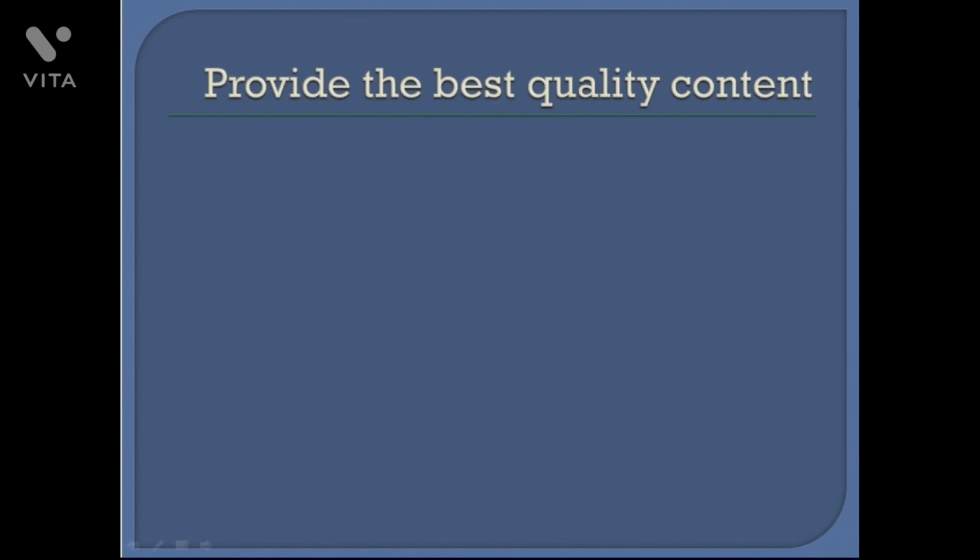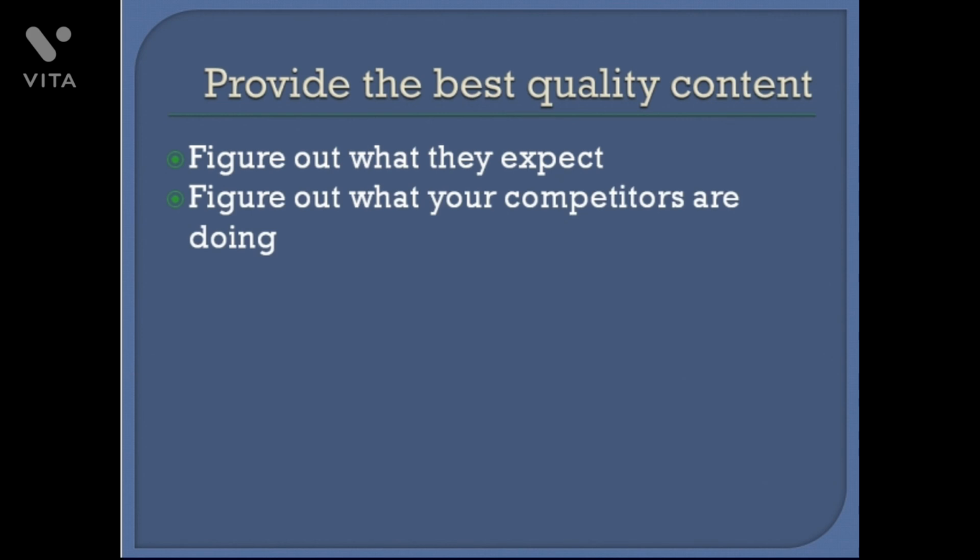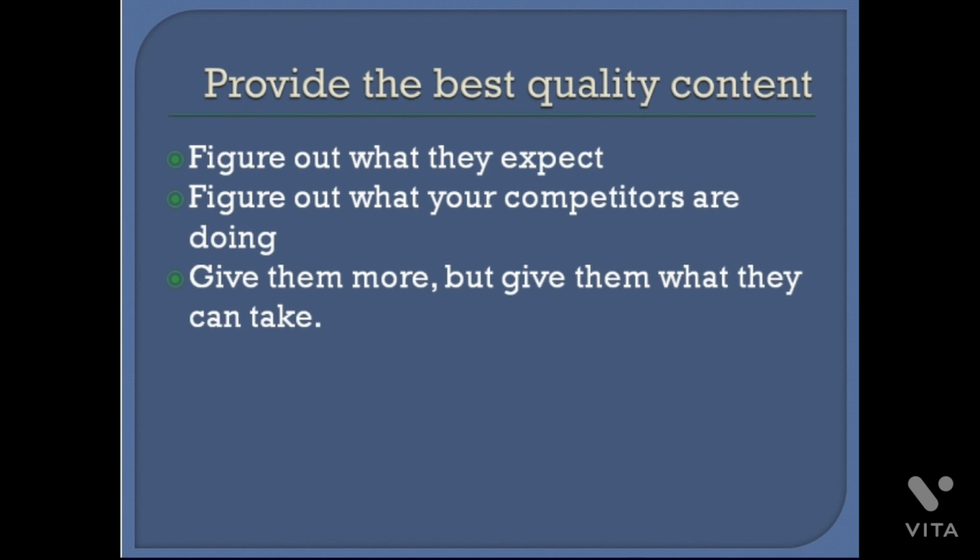Another thing you need to do is provide the best quality content. I know this is somewhat self-explanatory and you might be thinking, yeah, I know this, but you'd be surprised how many membership sites out there don't actually provide the best quality content. So you need to figure out what they expect and what your competitors are doing right now. What are they providing? Compare their product versus your product, and then your goal is to give them more quality content.